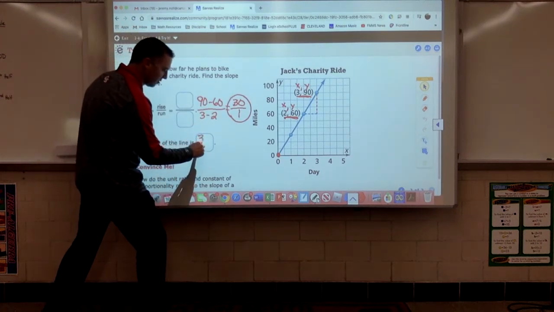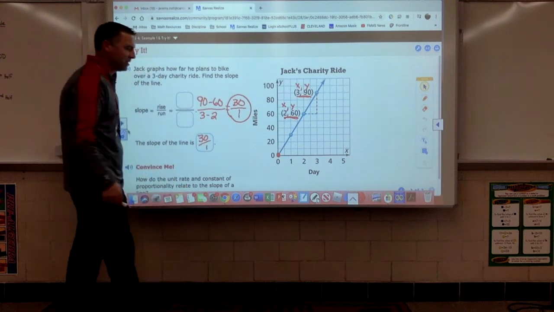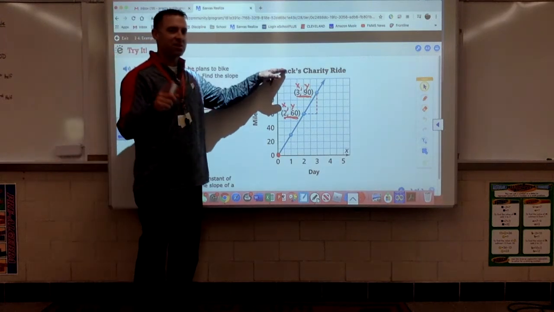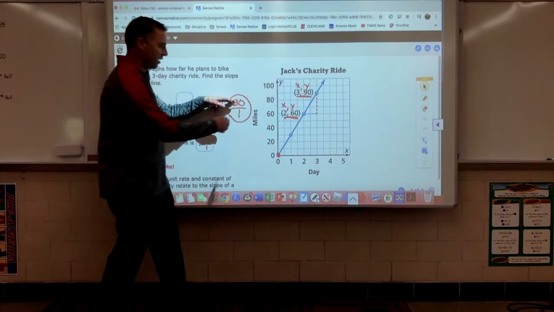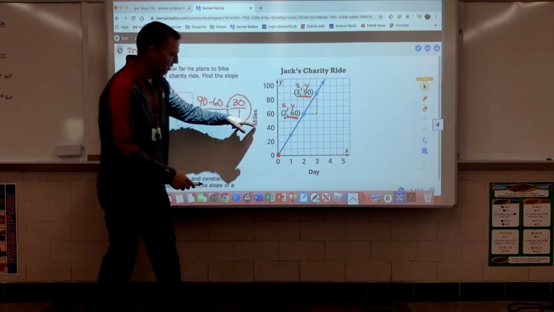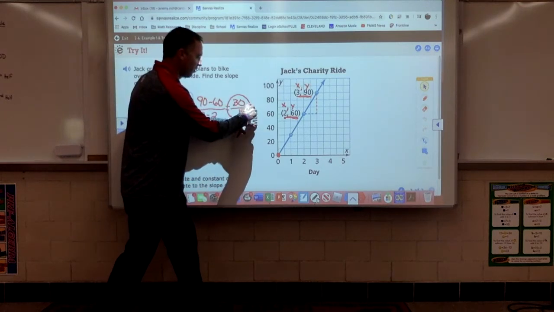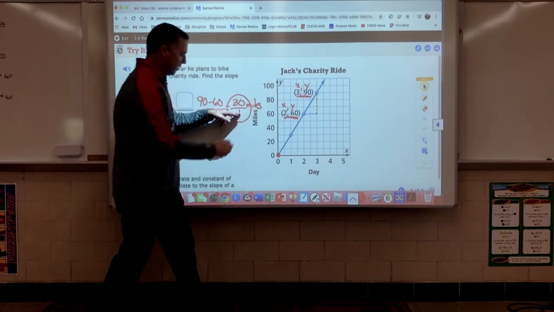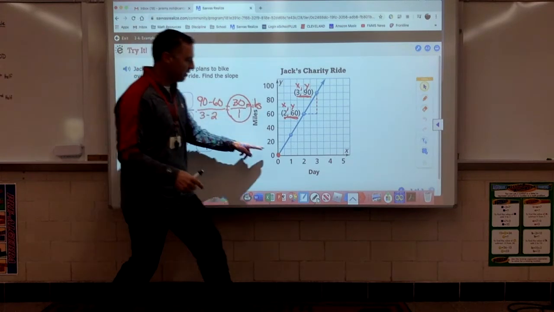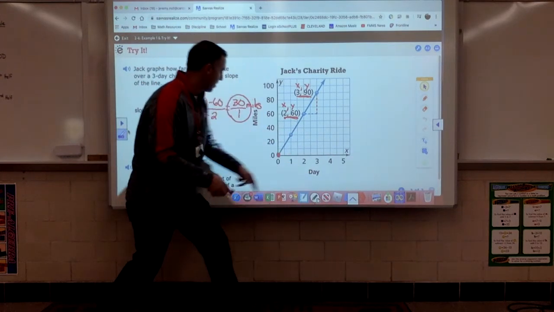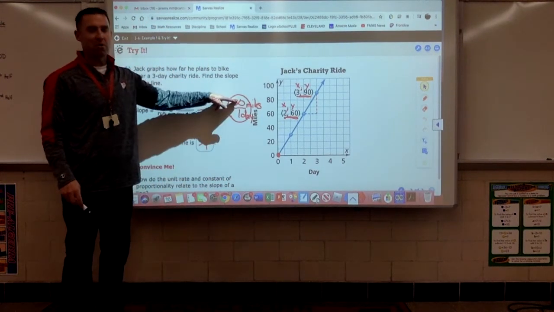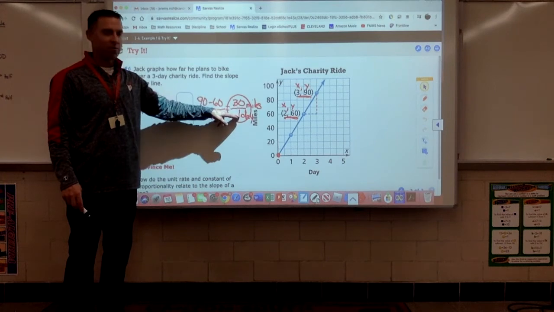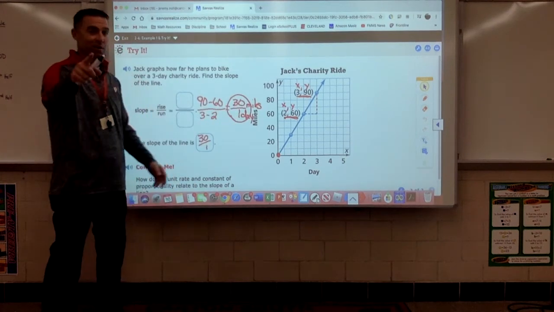My slope is 30/1. Now, what does this mean when we talk about Jack's charity ride? Jack's charity ride has a rise of 30, which goes with this variable, 30 miles. The 1 talks about our x values, which is our days. So what does this mean? Jack is riding 30 miles every 1 day on his charity ride.